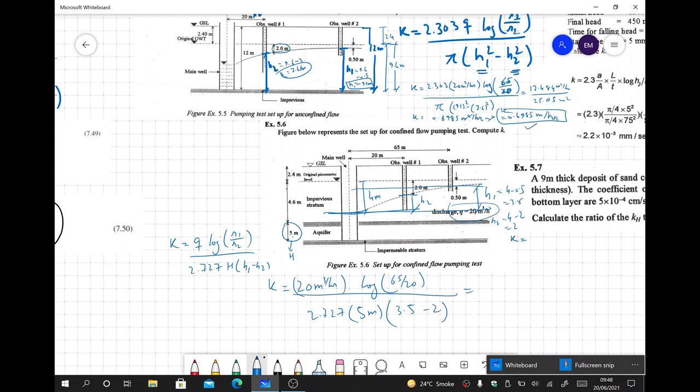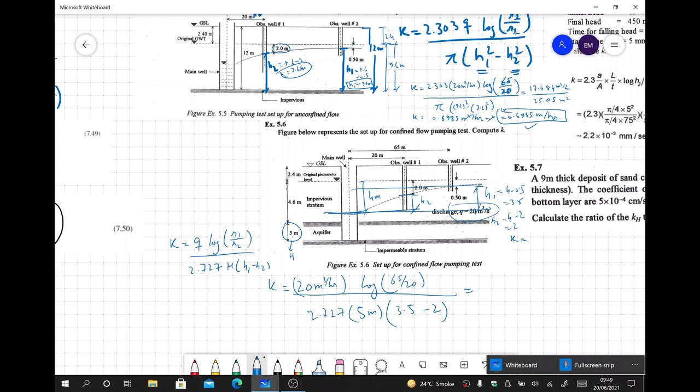So now we put in the values. We will plug in the values. I'll first find out log of 65 divided by 20. This is 0.551, multiply that with 20.